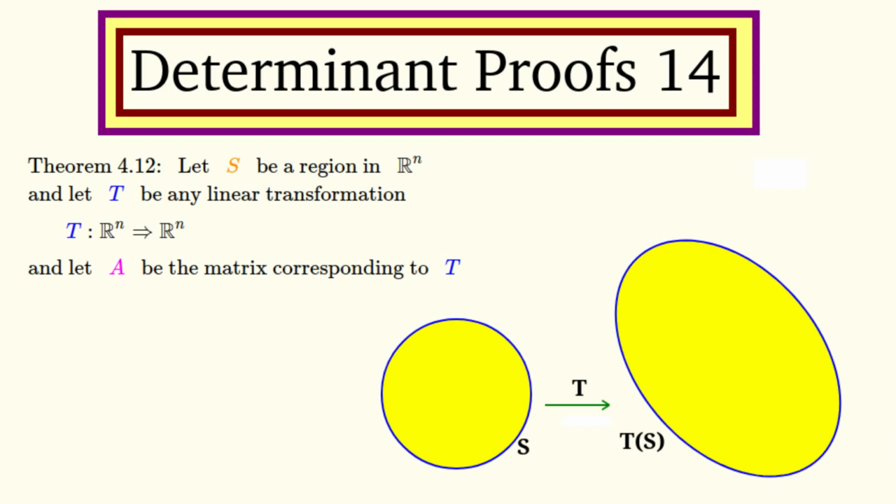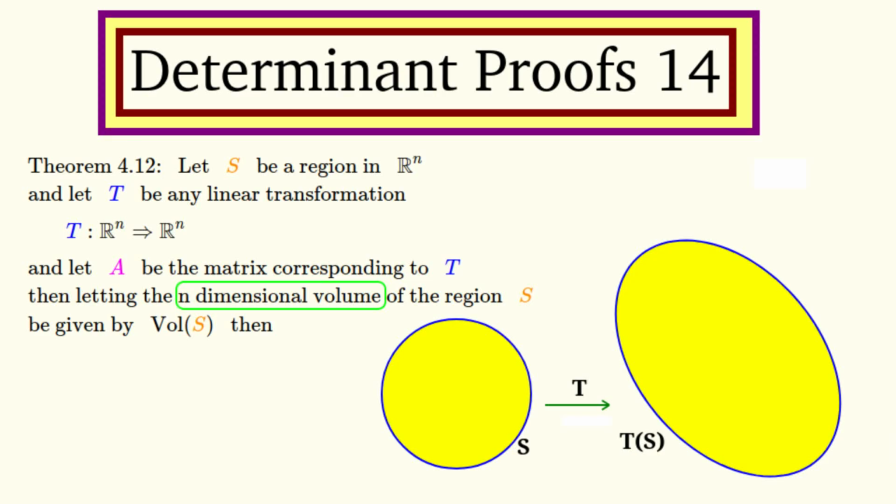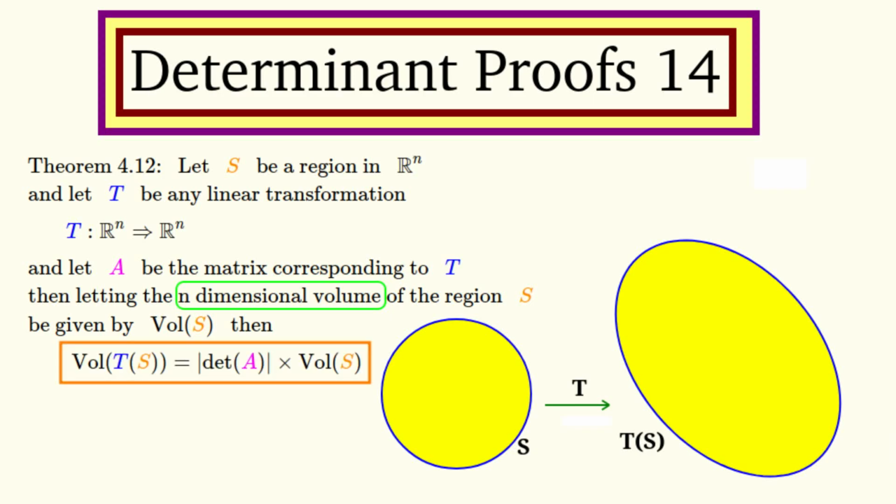And we'll set A to be the matrix corresponding to T, so that we can use this matrix to multiply on the left by a vector rather than be applied to it like a function. We'll define a volume function vol, which returns the volume of any given region. It can be any dimensional volume. In this example, it's an area, which is an n-dimensional volume. And so this formula is true, that the volume of one of these regions is the volume of the other region multiplied by the determinant of A.